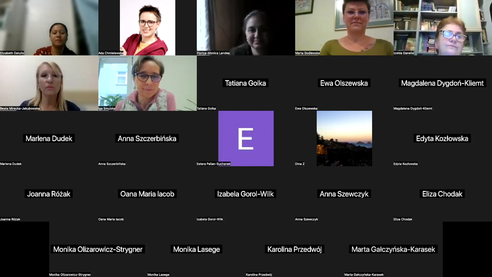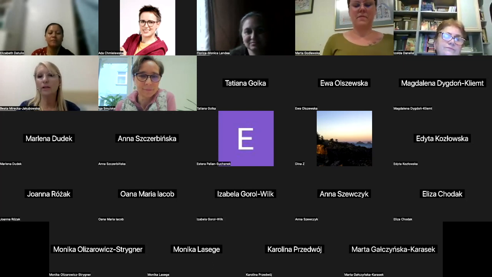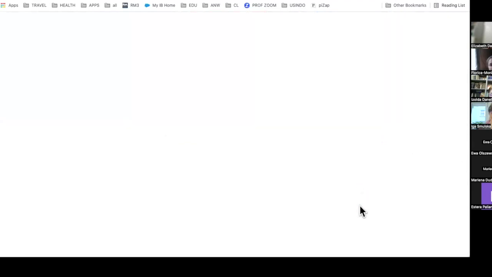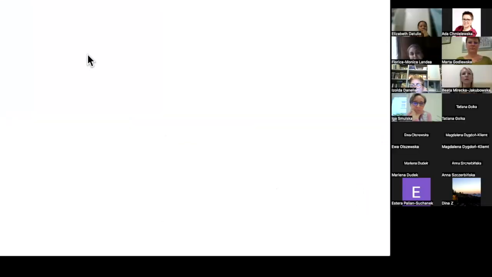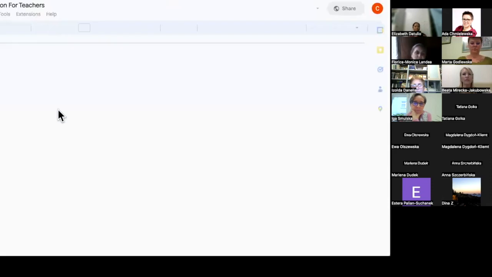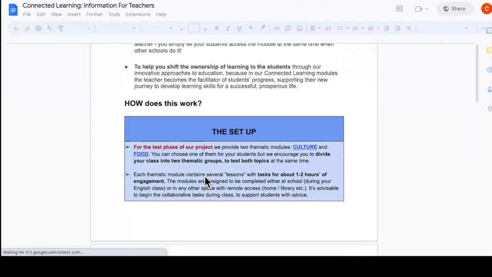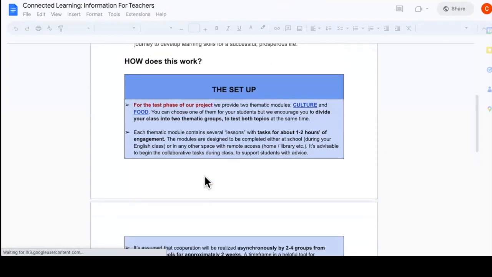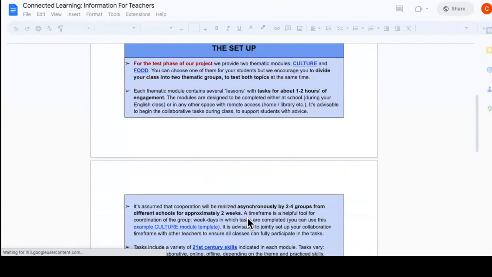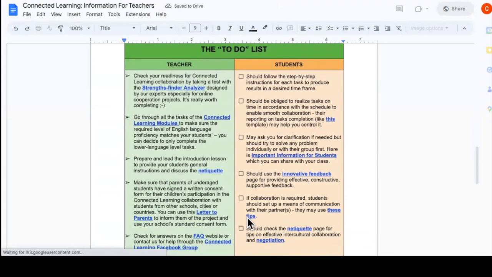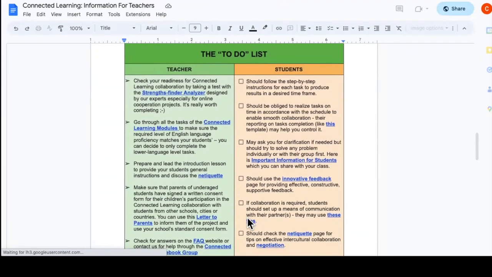If you're not rushing off, I can show you. What I wanted to show you is the important teacher information. I don't know if you were able to see it in the breakout rooms, but this is the kind of information that you are going to be getting. It's the setup, with hyperlinks, of course, and also information on what the students are doing and what the teachers are doing.